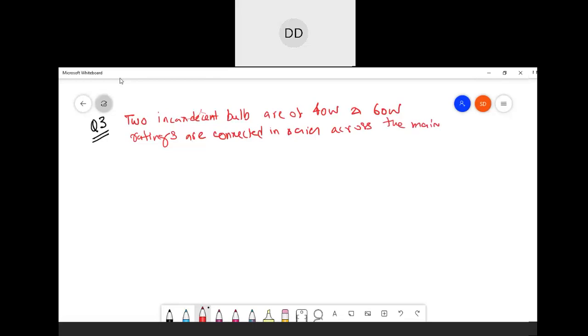Then it is asking which bulb will glow brighter, which bulb will glow more. So in a simple analysis, if you see this question for the first time, a simple thought will come to mind: the 60 watt bulb has more wattage, so it must glow brighter.